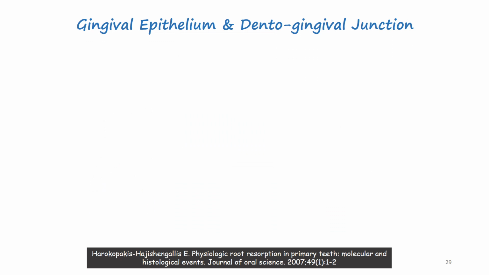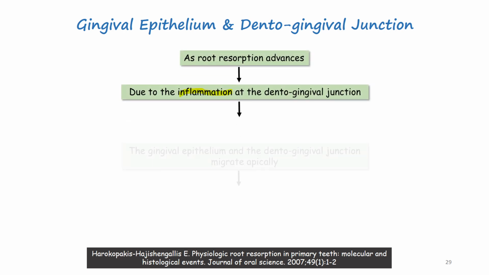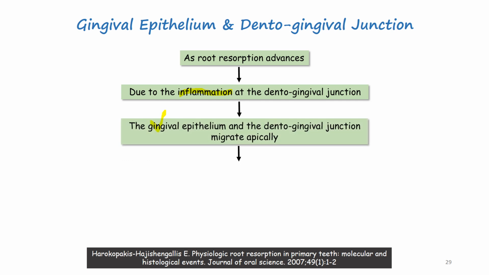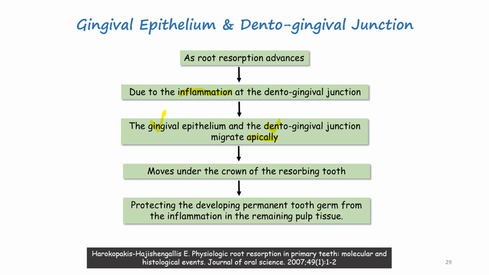Finally, let's understand the fate of the gingival epithelium and the dentino-gingival junction. Once the root resorption advances due to inflammation, the dentino-gingival junction and the gingival epithelium migrate apically. They move under the crown of the resorbing tooth, protecting the developing tooth bud from the inflammation of the remaining pulp tissue of the primary tooth.